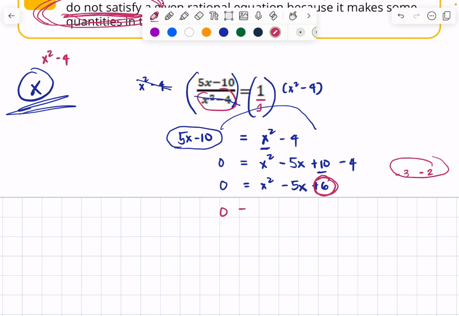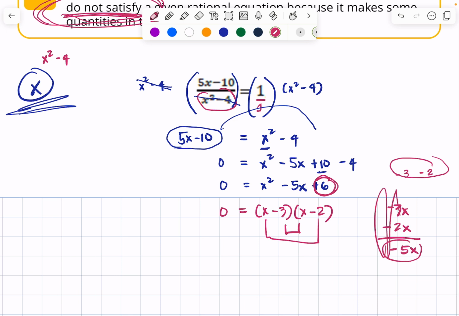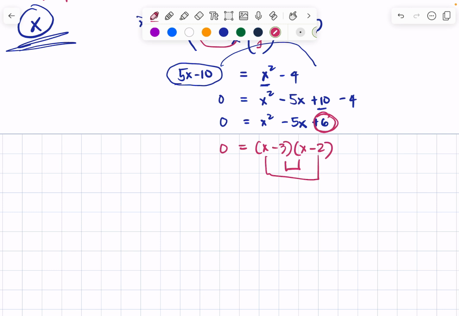So we will have x minus 3 times x minus 2. Let's check if this is correct. Negative 3x plus negative 2x, that is negative 5x. So we have the right factors. So after getting your factors, which are x minus 3 and x minus 2, you have to equate them to 0. So what will happen? It will become x minus 3 is equal to 0, x minus 2 is equal to 0.